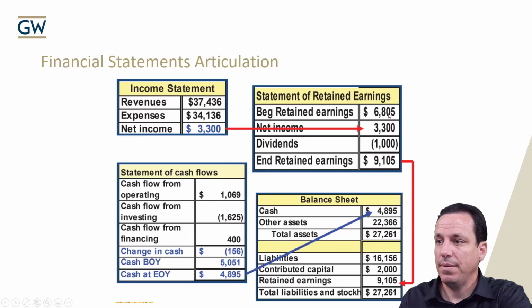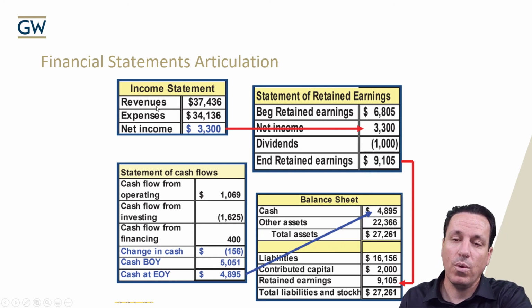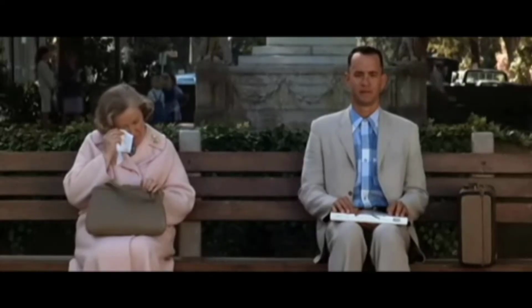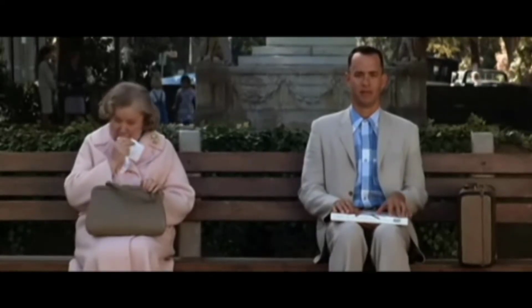Just to simplify, beginning retained earnings plus net income minus dividends gets you to ending retained earnings, and that's what gets recorded in the retained earnings account. And so you can think about revenues and expenses. People get hung up on this, but you can think about them as subcategories of owner's equity in a way because they flow through to it. And that's all I have to say about that.